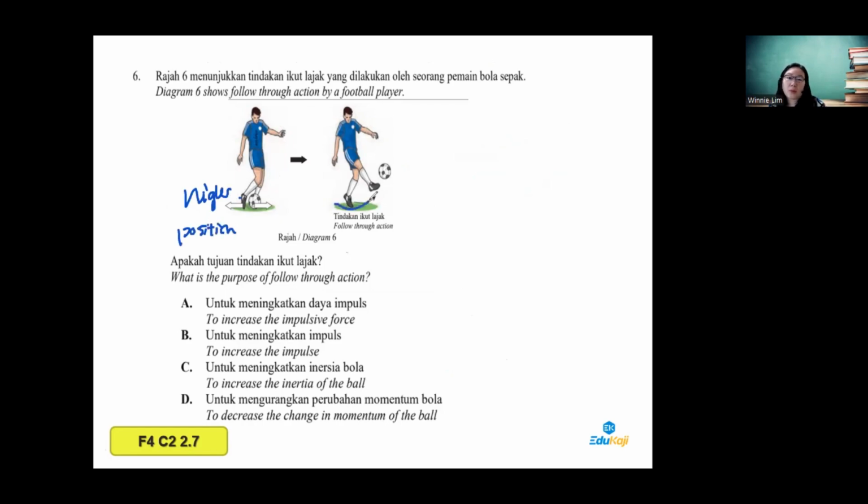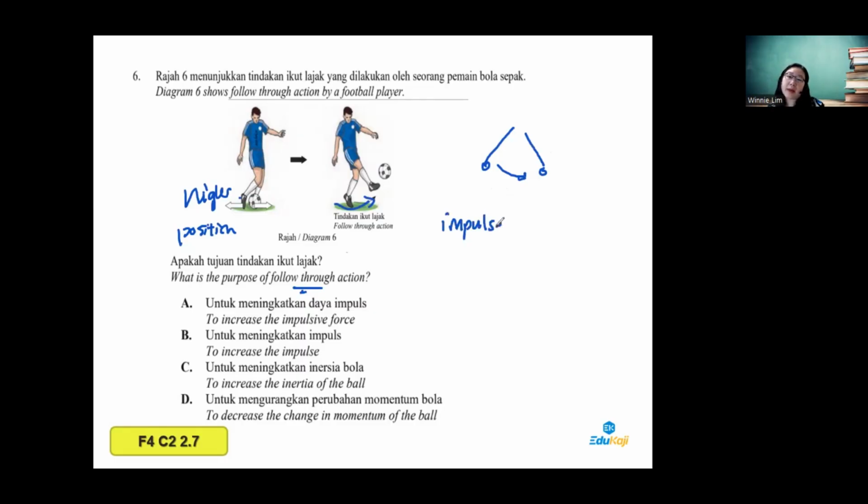Then later on you move, or you swing the golf club. Same thing, you swing the golf club. Okay, so you swing it down. So this action is called follow through. So the idea is basically to increase the impulse.